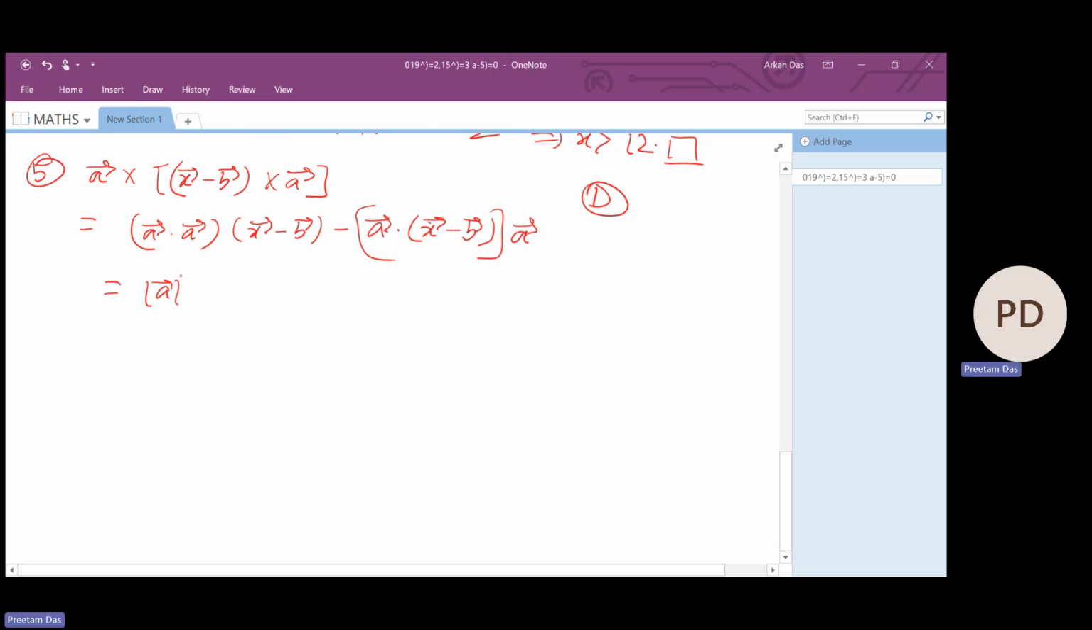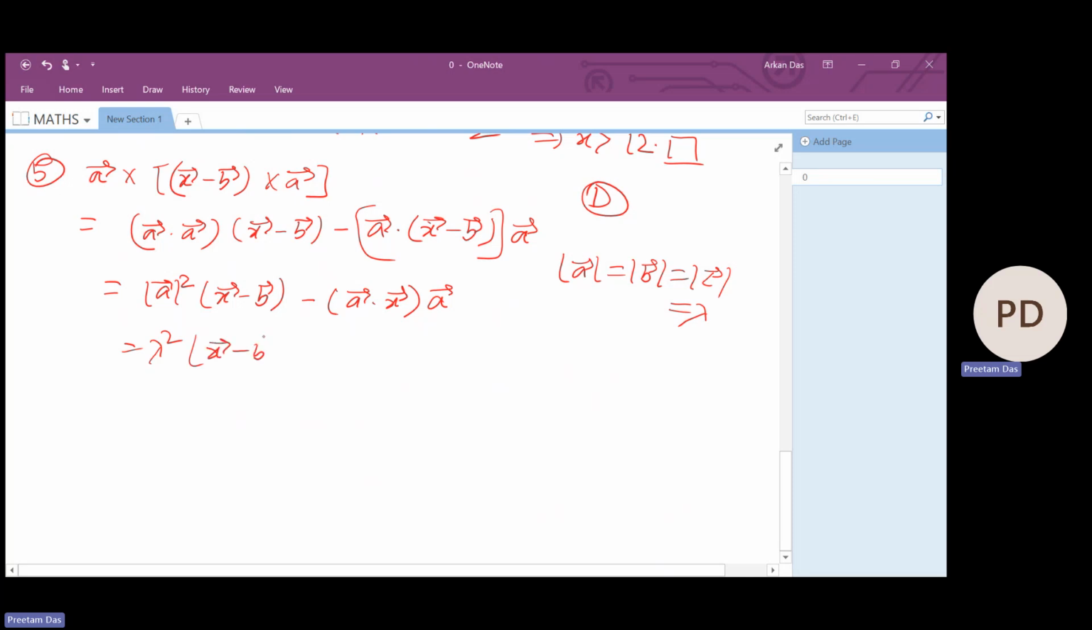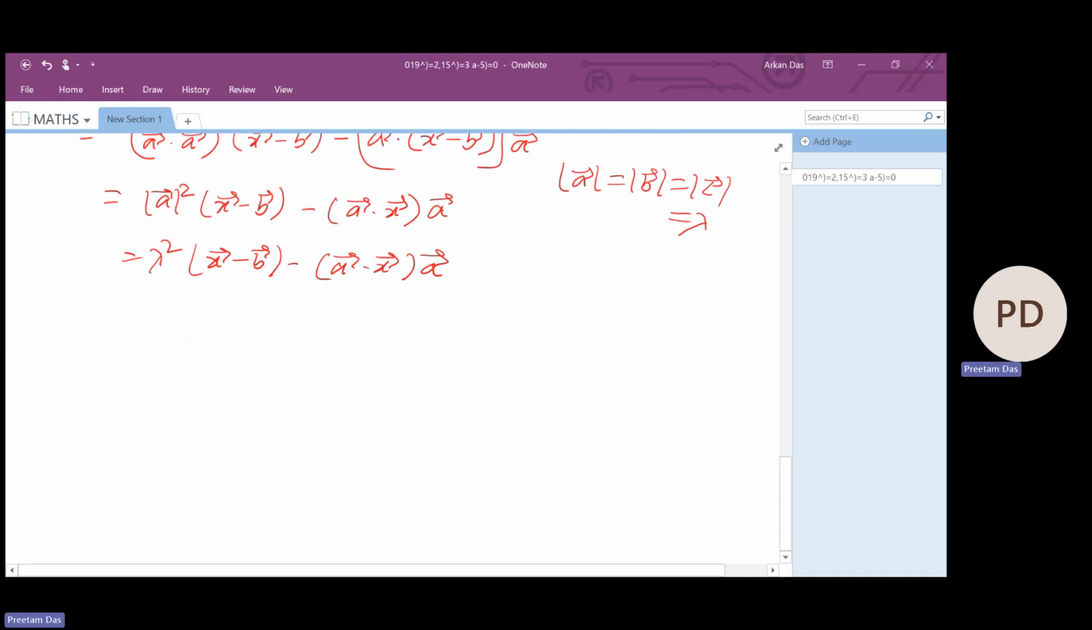So now what will be this? This will be mod A square x minus B. And then what will be this? A dot x minus A dot B. But given that A, B, C are mutually perpendicular, so that A dot B will become 0. So this will be A dot x. Okay, now A, B, C are given to be same magnitude. So let us assume that mod A, mod B, mod C, let us say it is lambda. So this will be lambda square x minus B minus A dot x A. Very easy to see that other two expressions are exactly same as this.